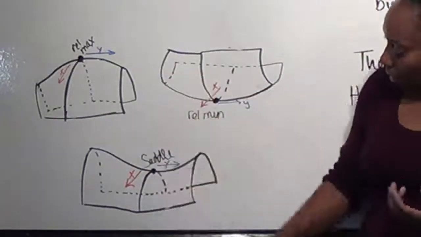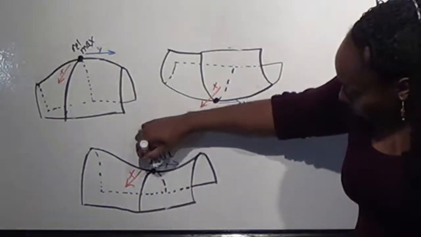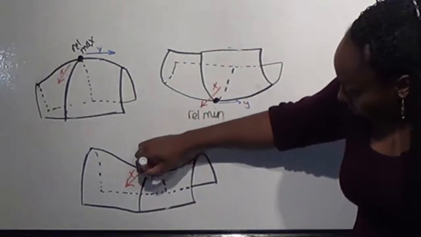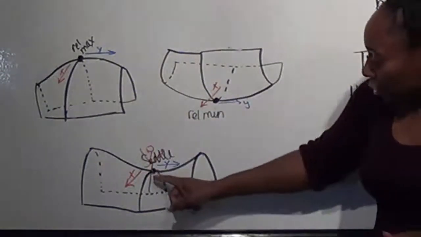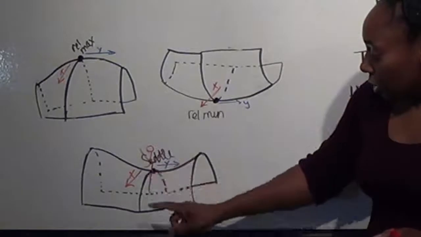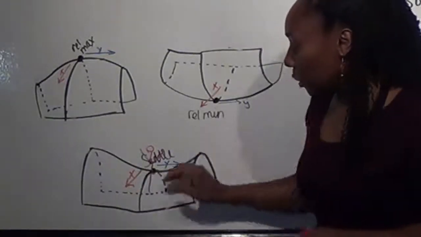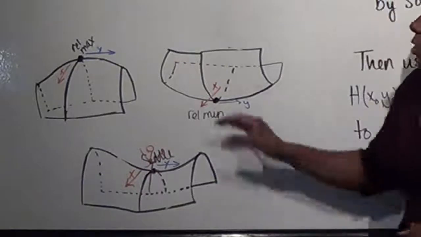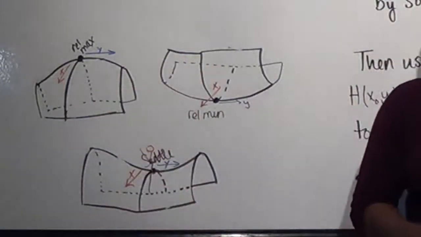I can sit somebody on this, there's my little stick figure sitting on the saddle, and I can actually see that in one direction, in this case in my x direction it's a maximum, in my y direction it's a minimum. And so we're going to talk about how to find these points given particular functions.